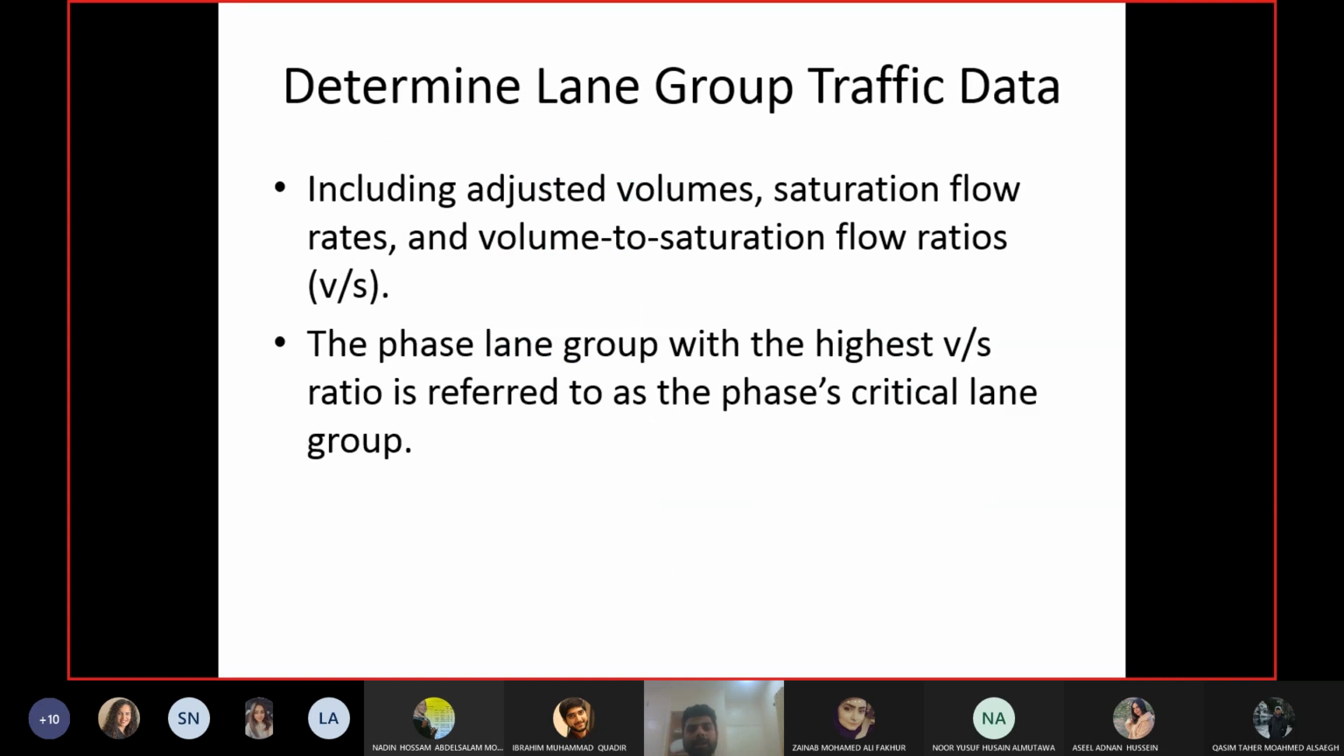Then you find out the data for each lane group, and that data means find out volume, adjust the volume. Okay, adjust the volume to get the flow rate. How do we convert the volume to flow rate? I think I asked this question earlier as well. How do we convert the volume to flow rate?